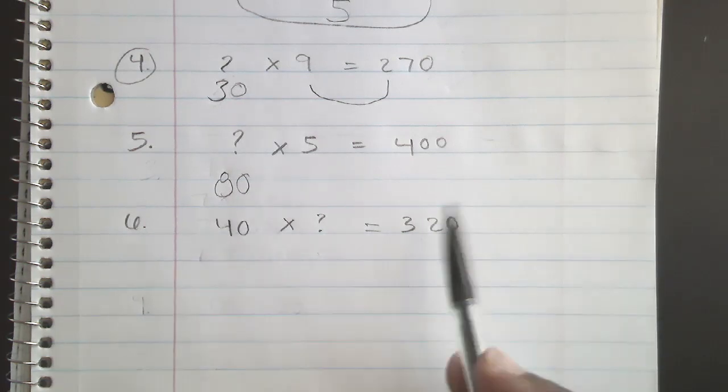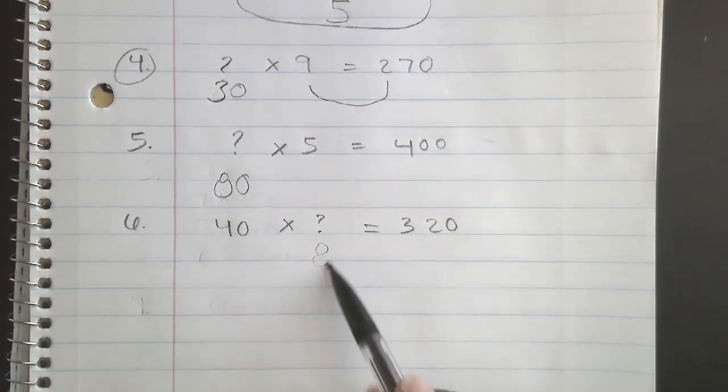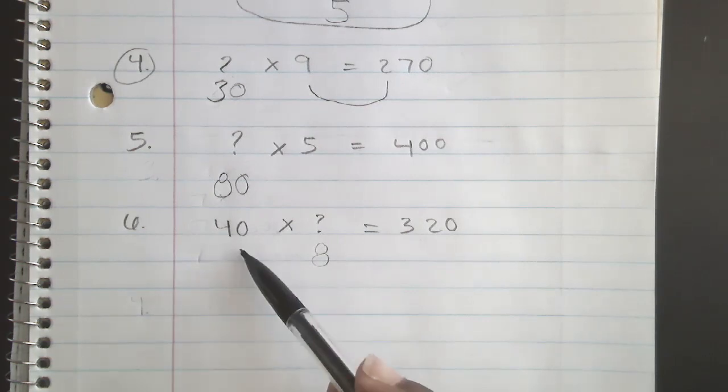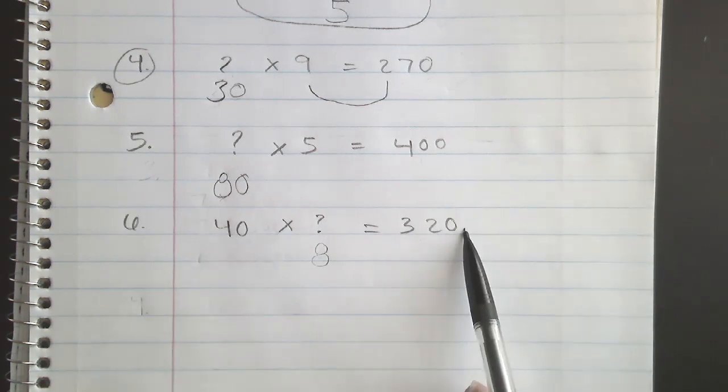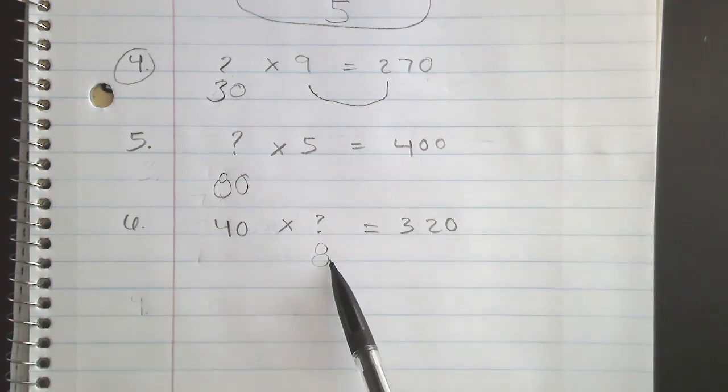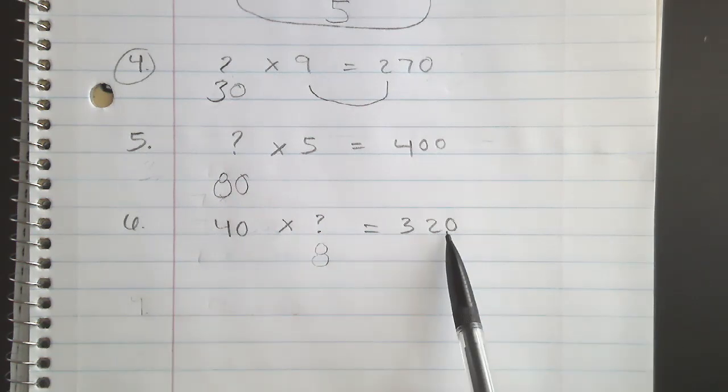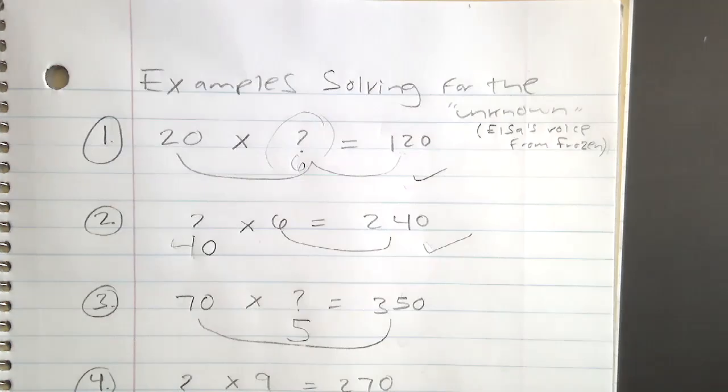Okay, so 32 divided by 8, I know for sure, equals 4. And I notice that there's already a 0 next to this 4, making it a 40, and there's already a 0 in my answer, so this must not have a 0 next to it. So it's just 40 times 8 equals 320. And those are just some examples as to how you would solve for the unknown.